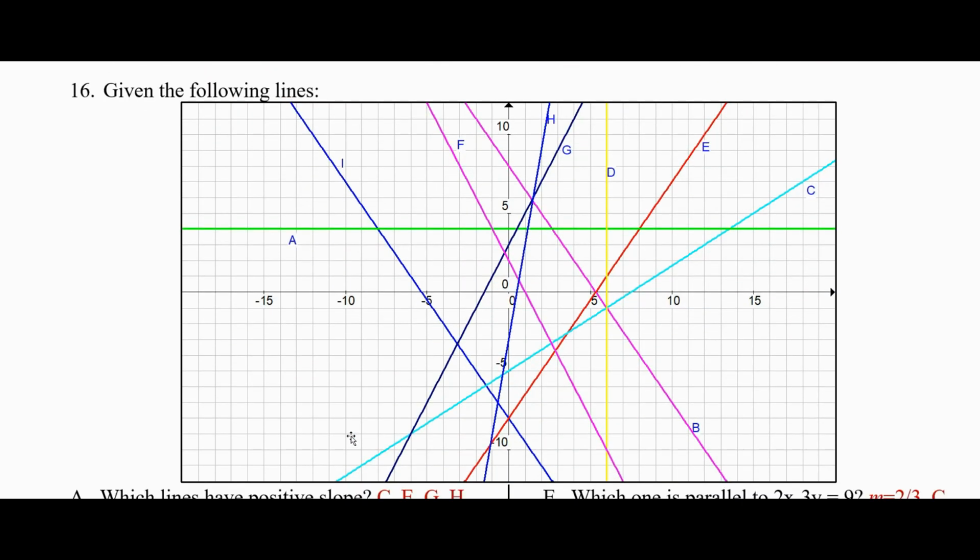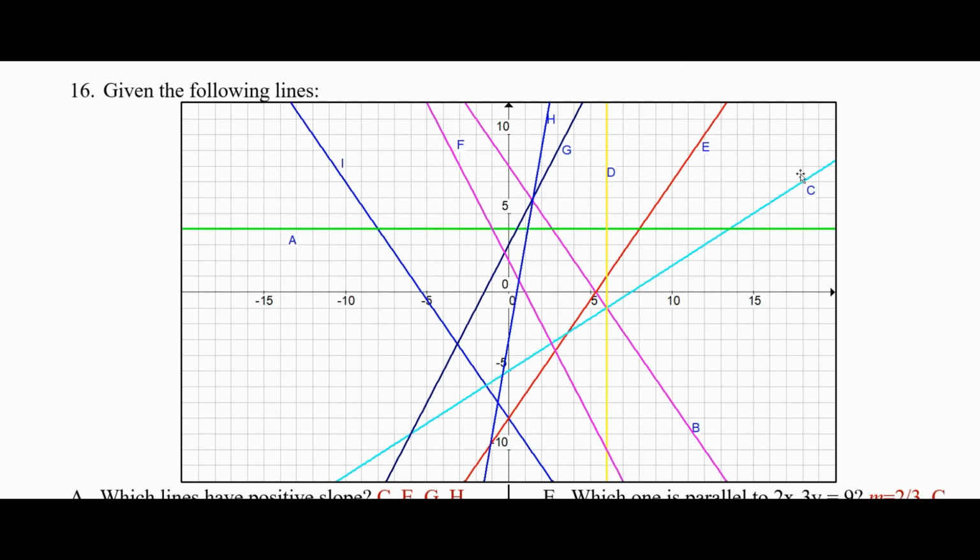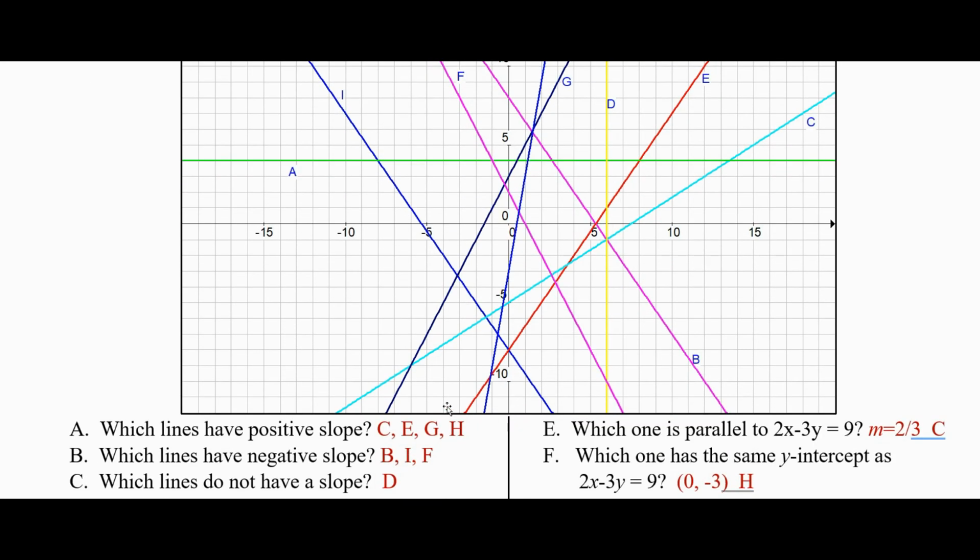Next, we're given a bunch of lines here, and they're all labeled by certain letters. And let's see if we understand some things here. Which ones have positive slope? Well, that would be C, E, G, and H. Which ones have negative slope? Well, they go down from left to right. That would be this one, I, F, and B, B-I-F.